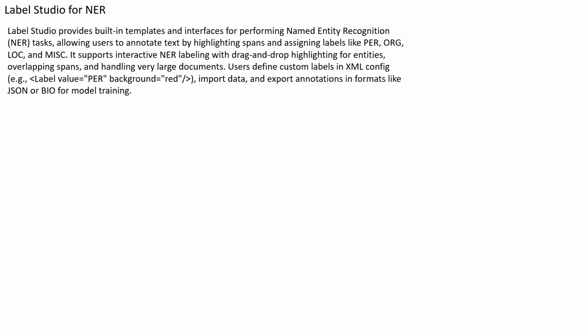To perform NER annotation, we use Label Studio, which provides built-in interfaces especially designed for text-based entity labeling. Annotators highlight spans of the text and assign labels such as PER, ORG, LOC, or MISC. Label Studio supports customizable label definitions through XML configuration files, as well as advanced features like overlapping entities and large document handling. Once annotation is complete, the labeled data can be exported in formats such as JSON or BIO, making it suitable for training and evaluating NER models.